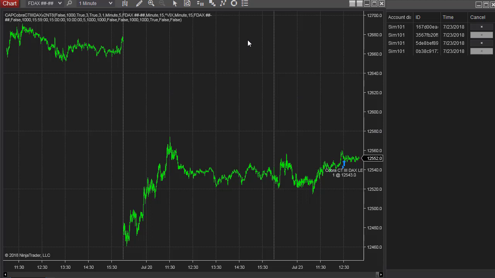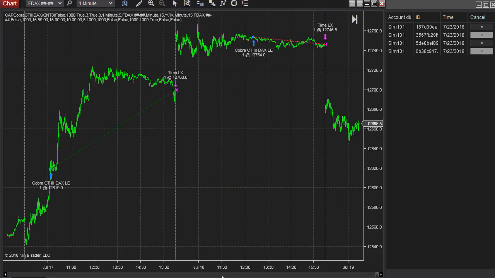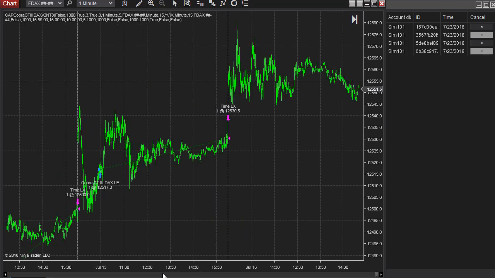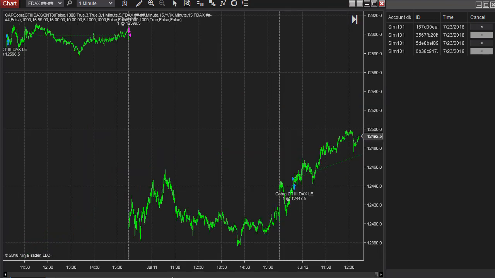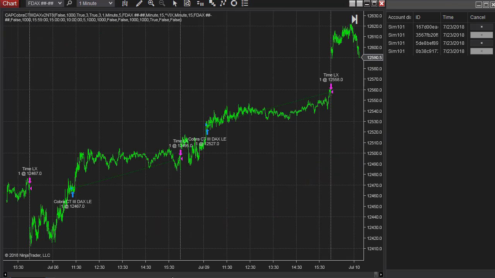Here is the base strategy setup. You see there is a trade today. It's long at 12,543, and you can see some of the recent trades here in Cobra CT3 DAX. And there is a modification from this version and previous versions, and I'm going to be updating those for the other platforms as well. And so just some slight modifications.